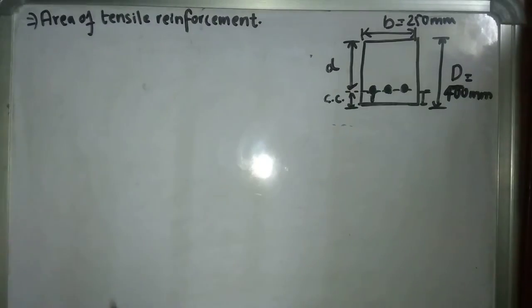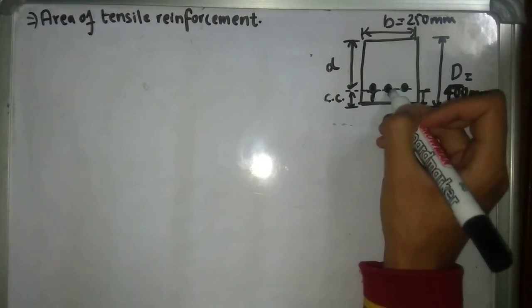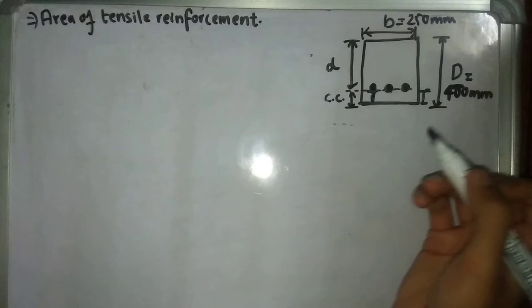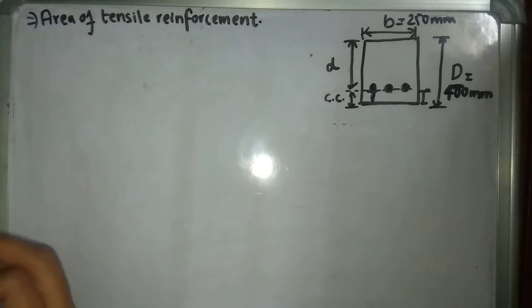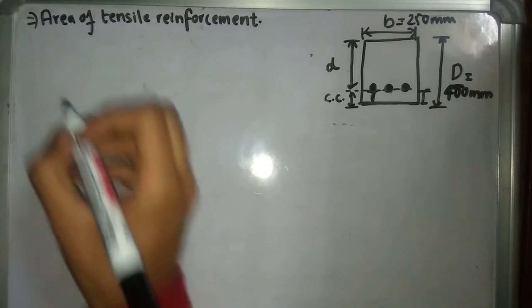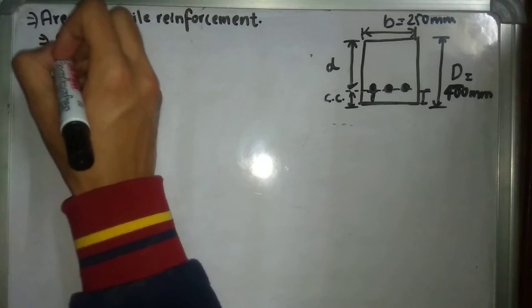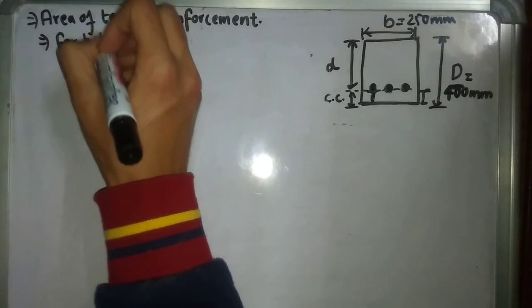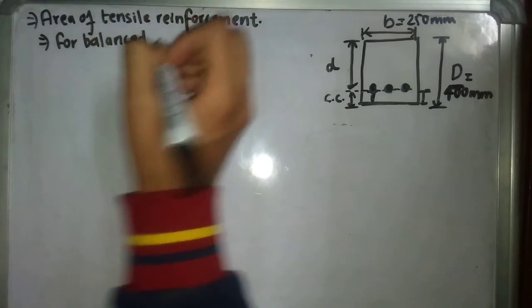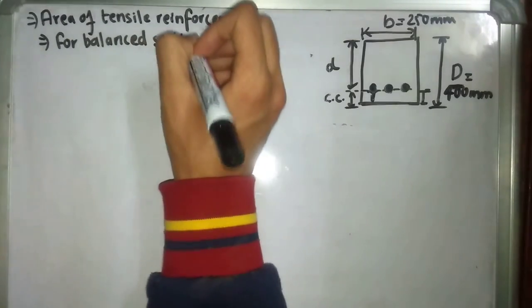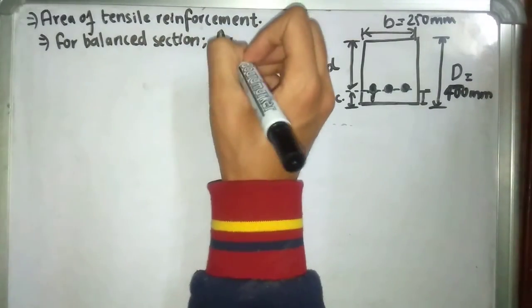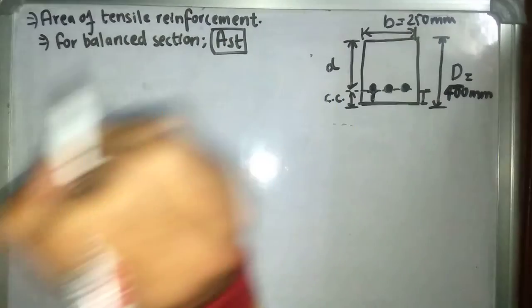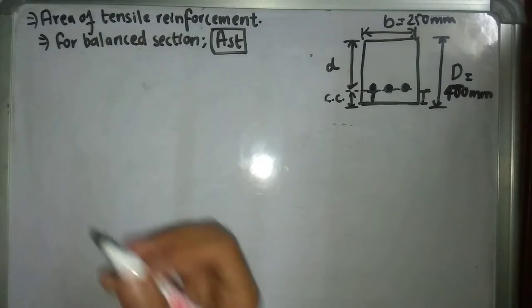Area of tensile reinforcement. So what we're going to do right now is find out the number and diameter of our rods, for which we're going to find out the area of tensile reinforcement. As I explained before, we are designing our beam for a balanced section. So what we need right now is AST, which is my area of steel, or area of tensile reinforcement.